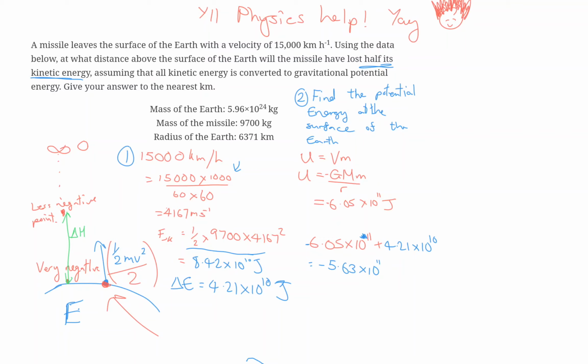Right, what we've got then is a potential energy. Okay, this is our potential energy in joules. All we need to do is substitute this value back into this formula then. So we've got U equals minus GM upon R. We're going to rearrange to find the radius, the distance from the center of the Earth. So we're just going to have minus GM upon U, and if you substitute those numbers in, you should be able to get the correct answer.